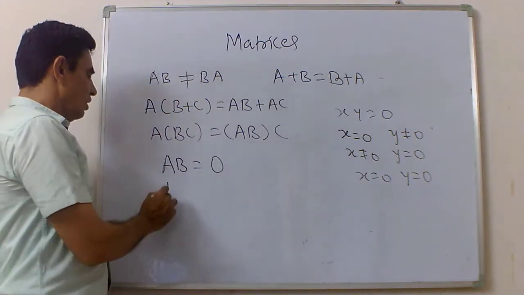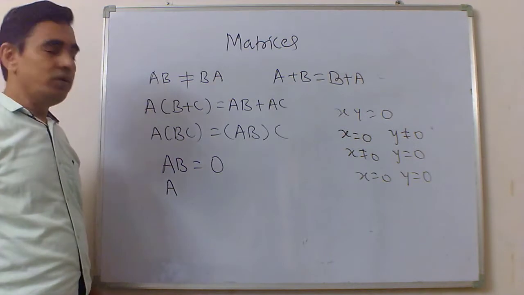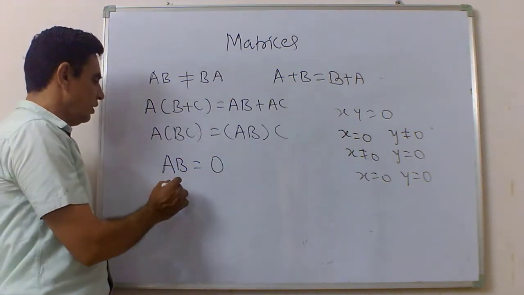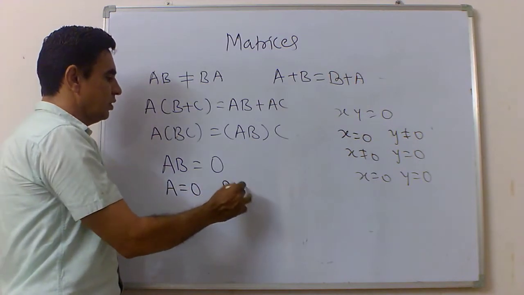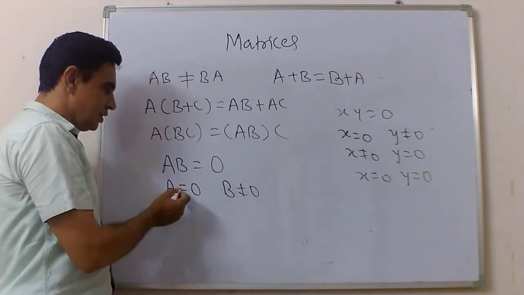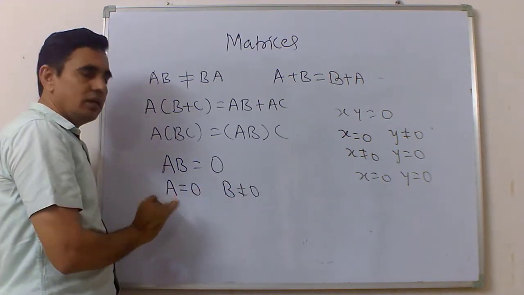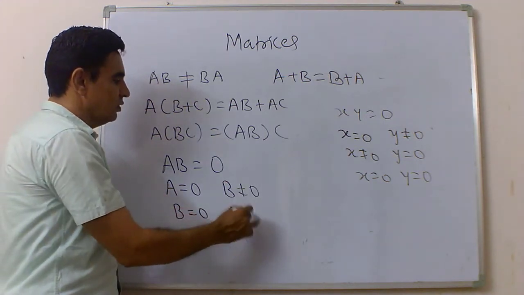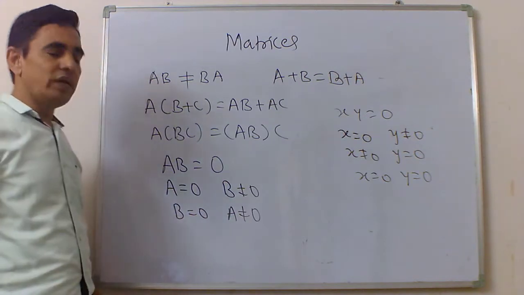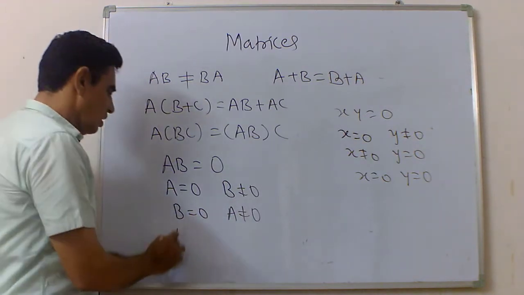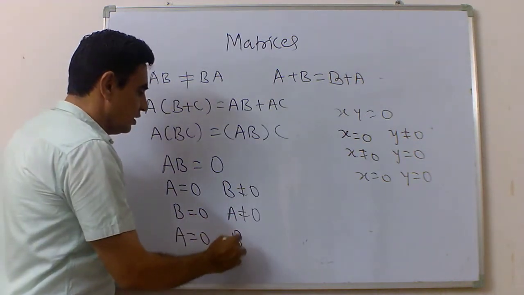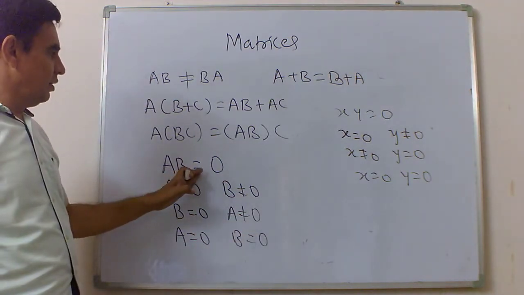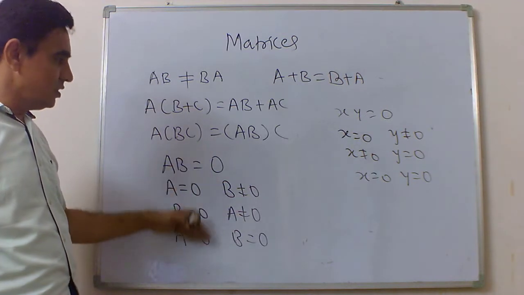In matrices, A into B is equal to O, that is a null matrix, means either A equal to 0, B not equal to 0, the matrix A is a null matrix and B is not a null matrix; or B is equal to 0, A not equal to 0, means A is not a null matrix and B is a null matrix; or A is a null matrix and B is a null matrix. But the product AB is equal to 0 in these three cases.